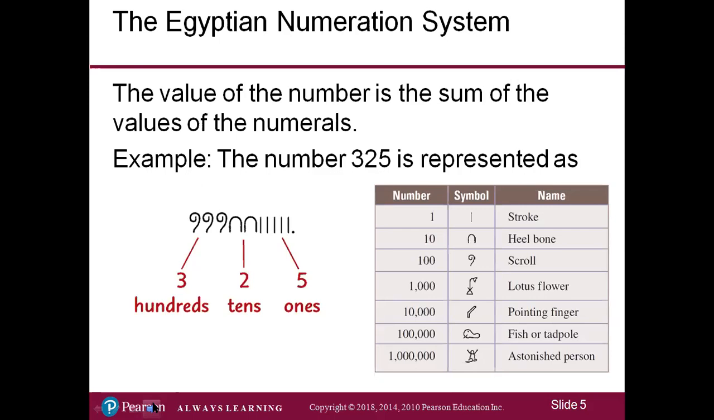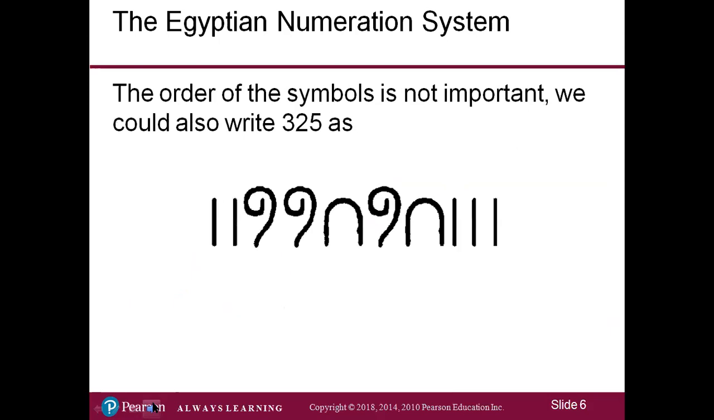For example, the number 325 is represented as 3 scrolls, 2 heel bones, and 5 strokes, or 3 of the 100s, 2 of the 10s, and 5 of the 1s. The order of the symbols is not important. We could also write 325 as 2 strokes, 2 scrolls, a heel bone, another scroll, another heel bone, and the other 3 strokes. Because we still have our 3 scrolls, our 2 heel bones, and our 5 strokes, our 3 100s, our 2 10s, and our 5 1s.